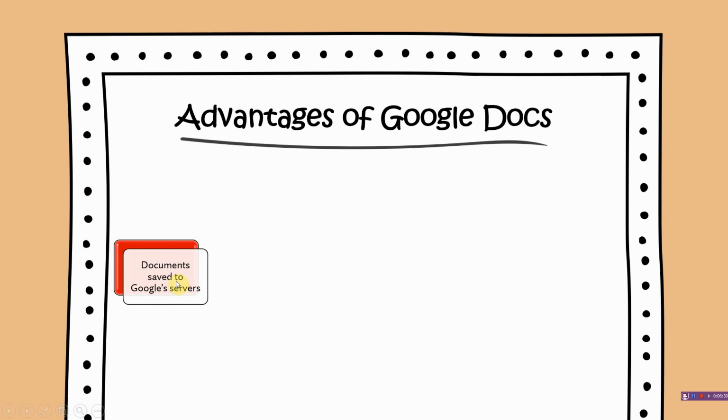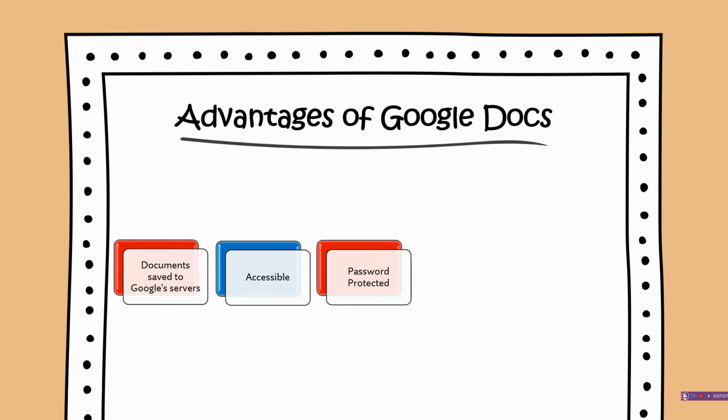The first is documents saved to Google servers. Documents on Google Docs are saved to the Google servers. Therefore, if your computer hard drive crashes, you won't lose the document that you have been working on. So this is one of the greatest advantages of using Google Docs. Accessible. Google Docs can be accessed anywhere with internet access. You can access your document from any computer, you just need to have an internet connection.